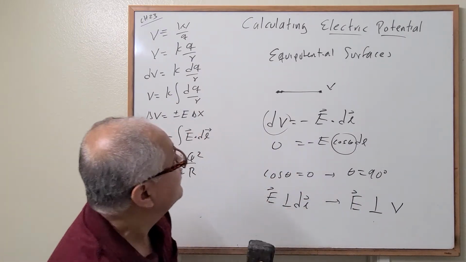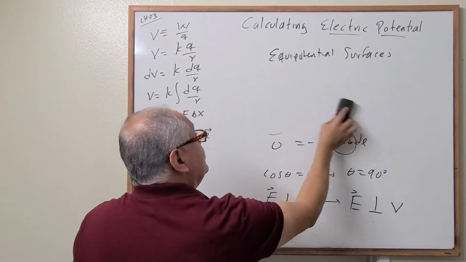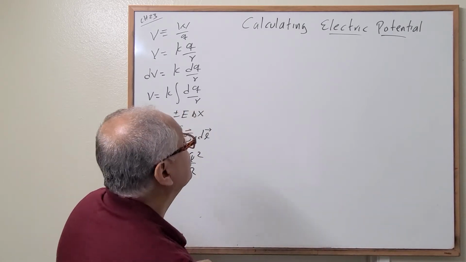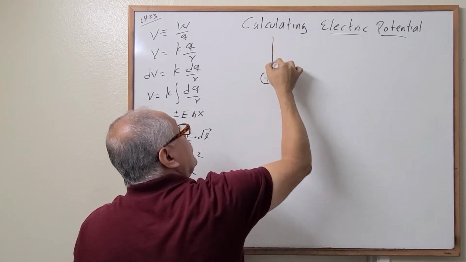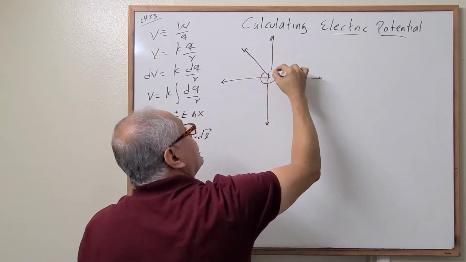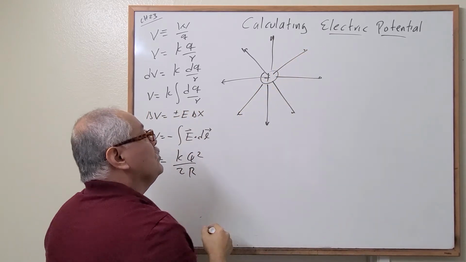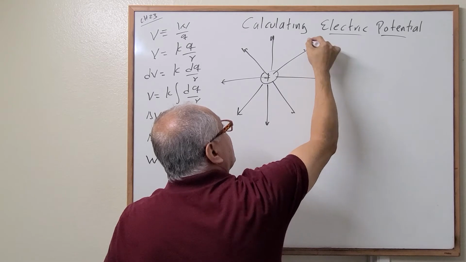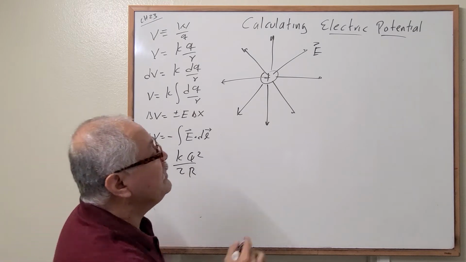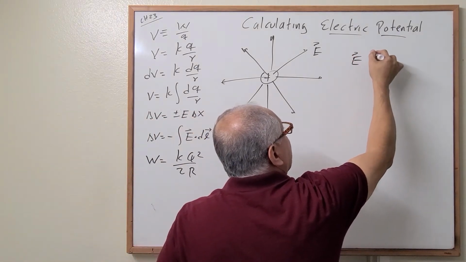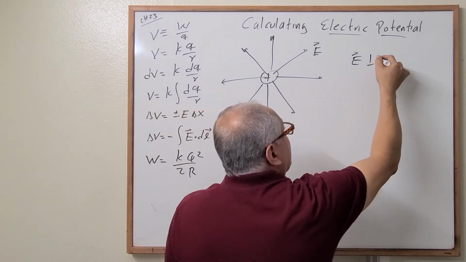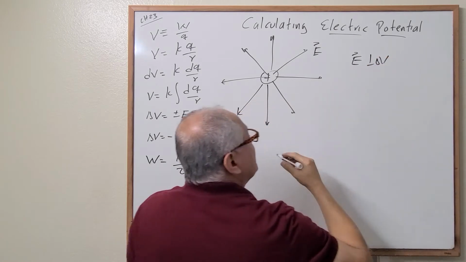Perfect. For example, imagine that we have this point charge, and we know that this is the electric field by convention, correct? It goes away from the charge. Now let's find the equipotential surfaces. Remember, these two must be perpendicular. The electric field is perpendicular to this equipotential surface, right? We can use it this way or this way. The idea is the same.